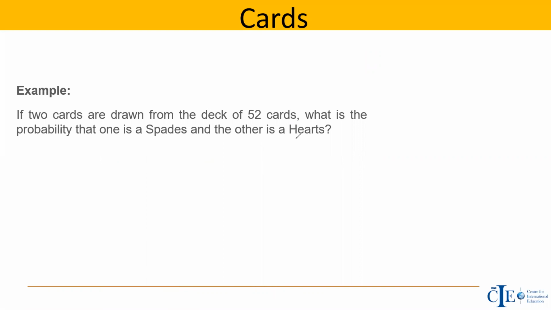Now let me change the question. If the question in this case is two cards are drawn from 52, one after one without replacement, what is the probability that one is a spade and the other is an ace? Now try this. One is spade and the other is ace. Let's change the hearts to aces. Now tell me what will be your answer.